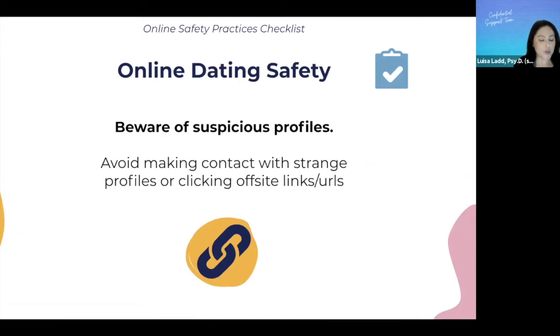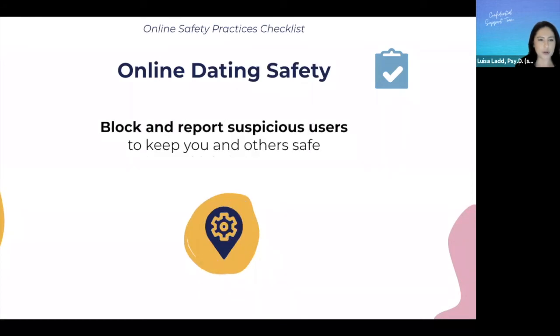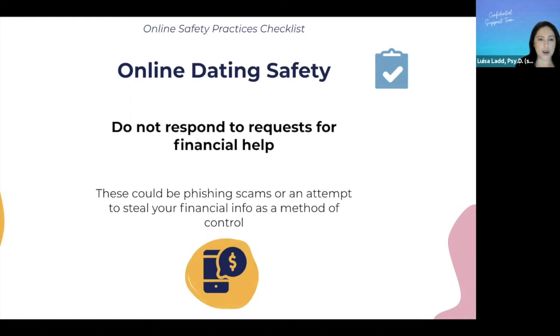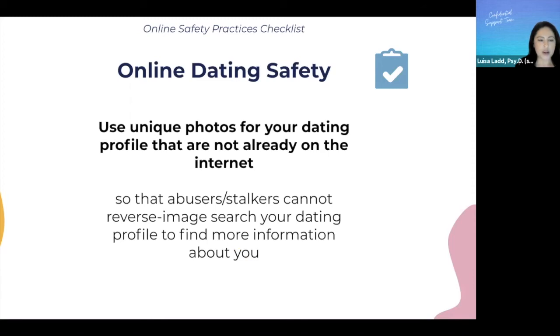Be wary of suspicious profiles. Avoid making contact with strange profiles or following any off-site links or URLs. Block and report suspicious users to keep you and others safe. Wait to share personal information. It's important to confirm that the user is legit and doesn't pose a harm to you or anyone else. Do not respond to requests for financial help. Use unique photos for your dating profile that are not already on the internet, so that abusers and stalkers cannot reverse image search you.